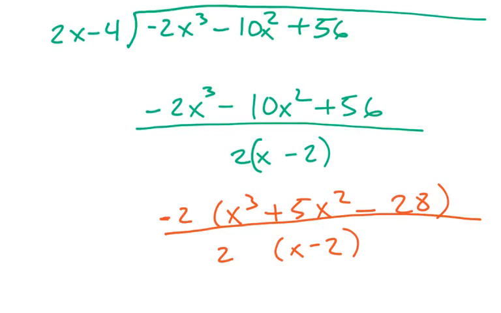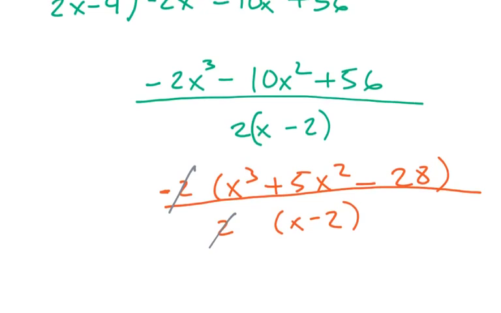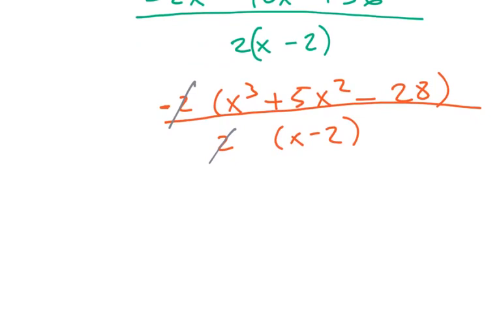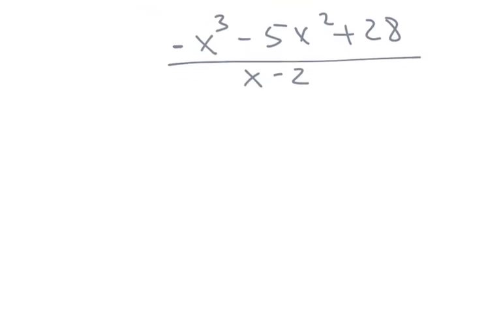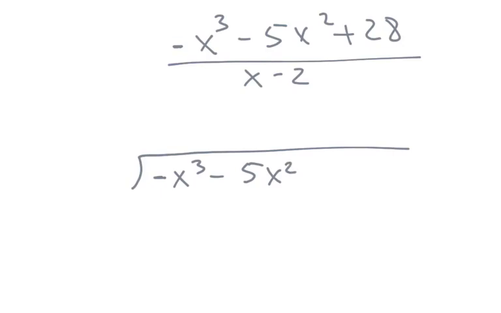And so what we see here is the 2's will divide out, and we're left with such. Now, I made a silly mistake here. Not really a mistake, but the negative doesn't matter. You're still going to have the negative inside. So this just will be negative x cubed minus 5x squared plus 28 over x minus 2. And so that makes the number smaller. So now when I divide, I'm at least working with smaller numbers.